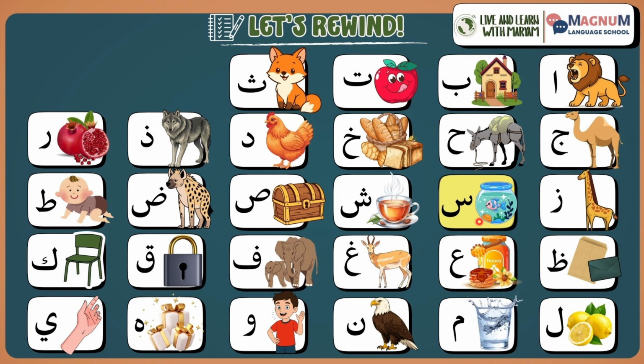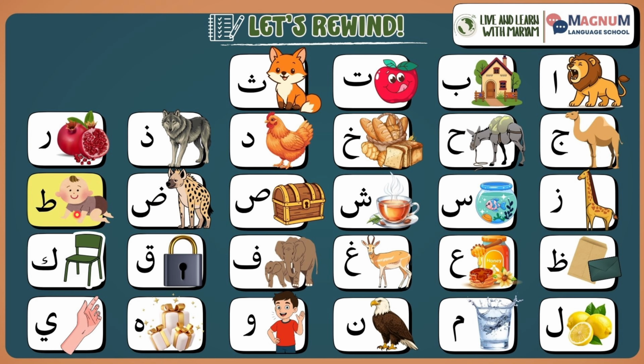Sheen for Samakun means fish. Sheen for Shayun means tea. Swaad for Sandukun means box. Dwaad for Zabu'un means hyena.